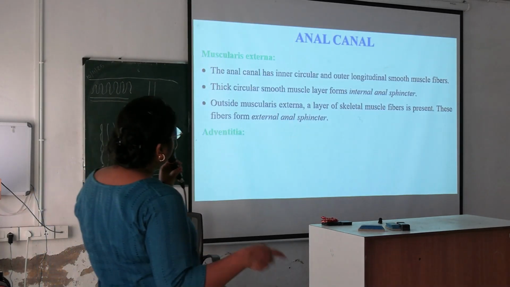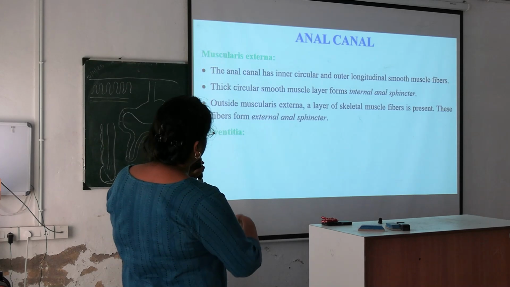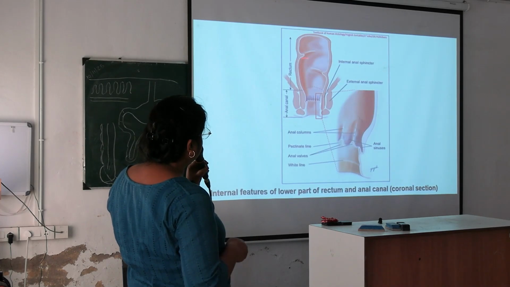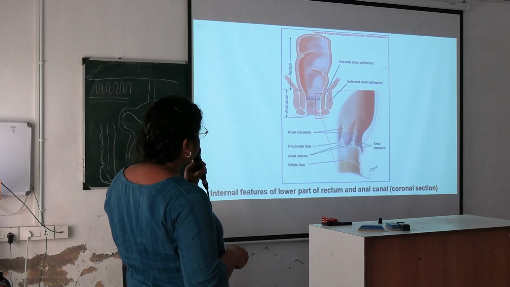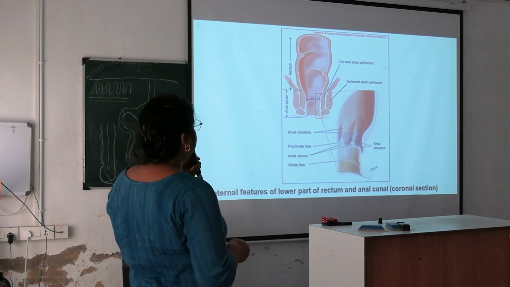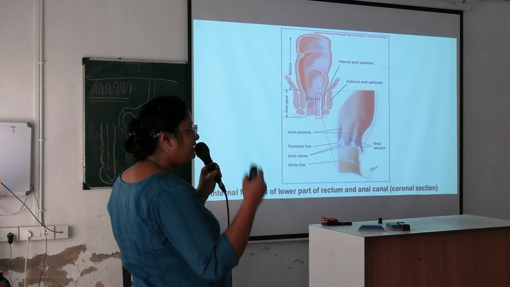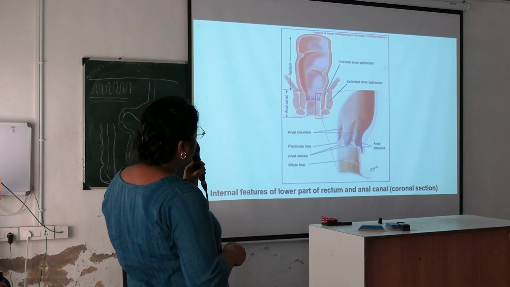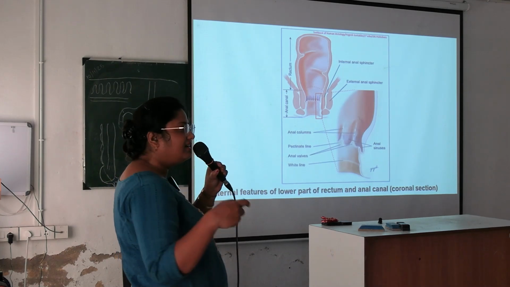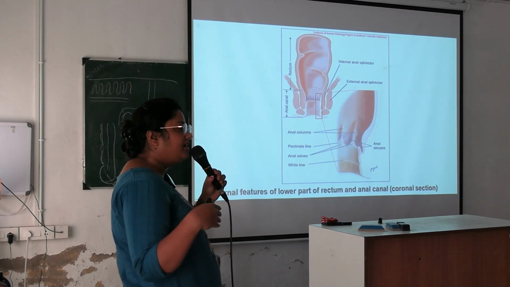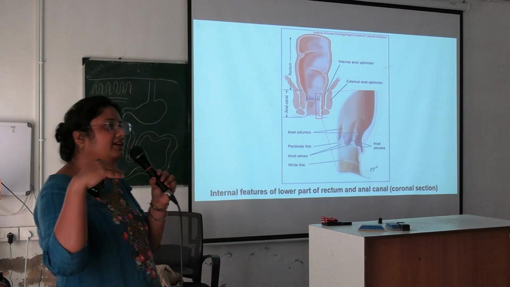And outermost will be the adventitia. Adventitia is the loose connective tissue covering. So this is the summarization. Let's see those features first. See, this 4 centimeter is the anal canal. This is upper 1/3, here is the middle 1/3, and this is the lowermost 1/3. Upper 1/3 has these longitudinal elevations. These are anal columns. These anal columns are connected at the lower end by these valves, known as anal valves. And this line is known as the pectinate line. Pectinate comes from comb.